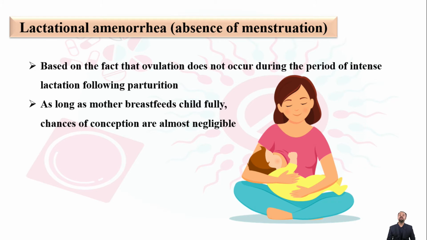Students, during intense lactation, the levels of progesterone are quite high in the female's body. And if the progesterone levels do not drop, then the menstrual cycle will not keep on occurring. Basically, for the pituitary gland to secrete FSH, that is follicle stimulating hormone, the progesterone levels need to drop.